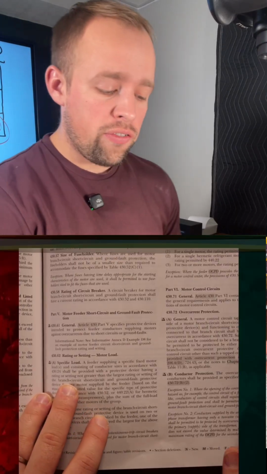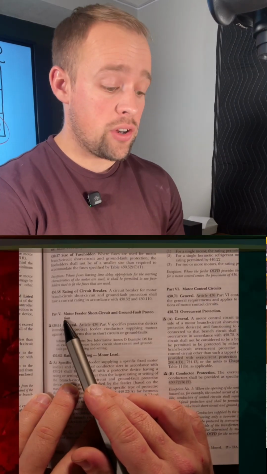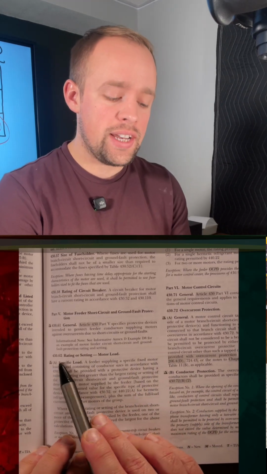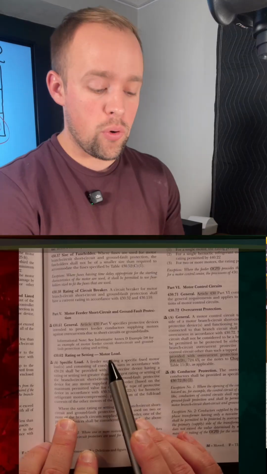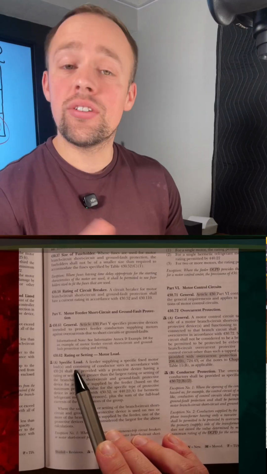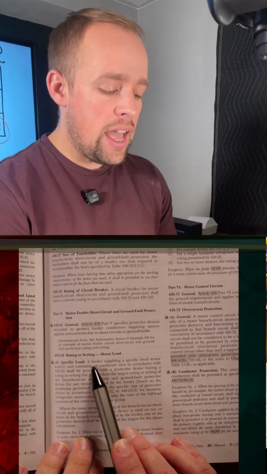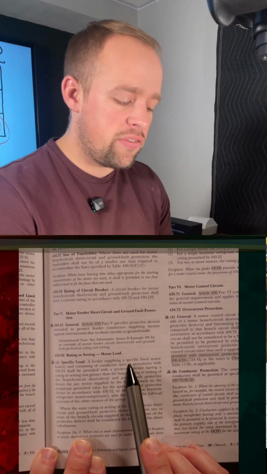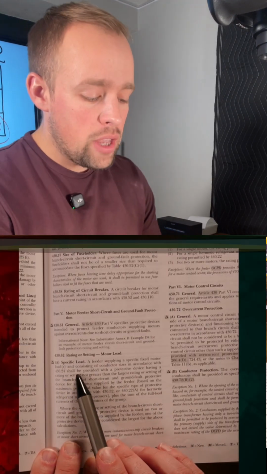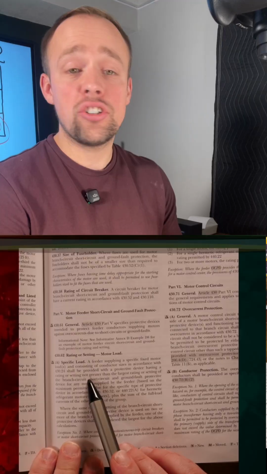Okay, so we're in Article 430. We're specifically in Part 5 where it talks about motor feeder short circuit and ground fault protection, so we know we're in the right area. The code article that we're going to be reading is 430.62, rating or setting for motor loads. Now A says specific load. This code article is very hard to read, so try to follow along. It says, a feeder supplying a specific fixed motor load or loads and consisting of conductor sizes in accordance with 430.24 shall be provided with a protective device having a rating or setting not greater than.